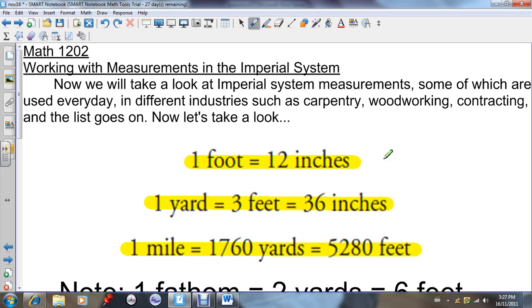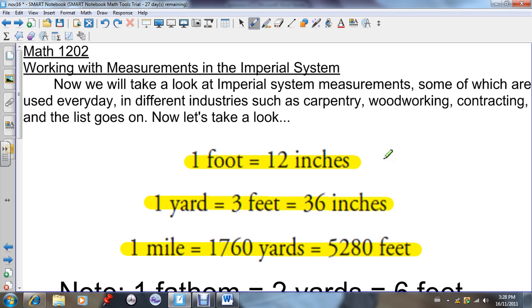So we have 1 foot equals 12 inches. Both are imperial measurements, both used in carpentry and very important concepts. Down below that, we have 1 yard equals 3 feet, a very standard unit of measurement. Yards are used in soccer and football in the States. Also, 3 feet is 36 inches. Well, how did they get that?